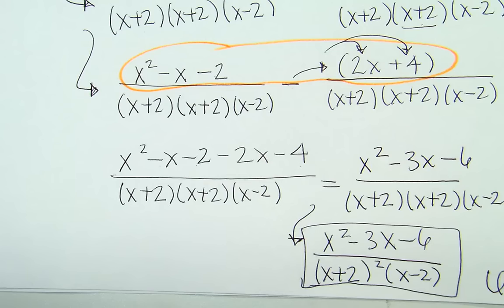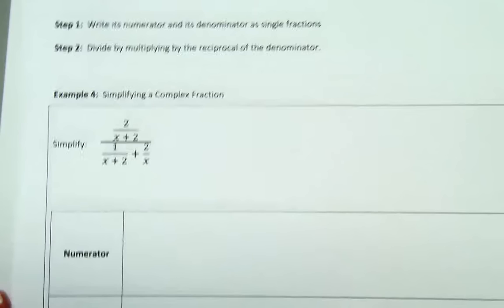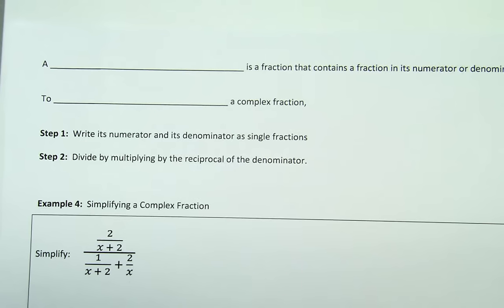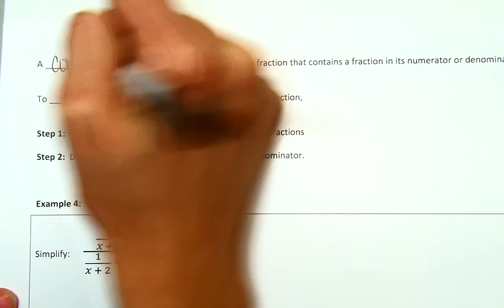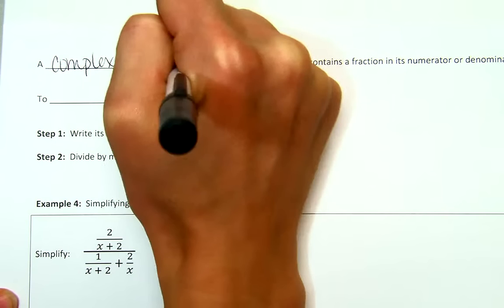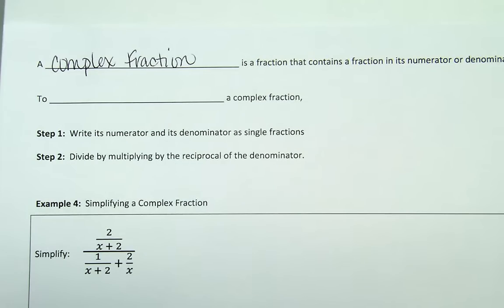So let's move on to this idea of complex fractions, okay? Complex fractions. In the next piece of your notes, a couple key things that we're going to want to talk about. A complex fraction is just what it sounds like. It's a fraction that contains a fraction in its numerator and denominator. So a complex fraction, just like you can see in example 4 down below, has a fraction in the numerator and a fraction in the denominator.